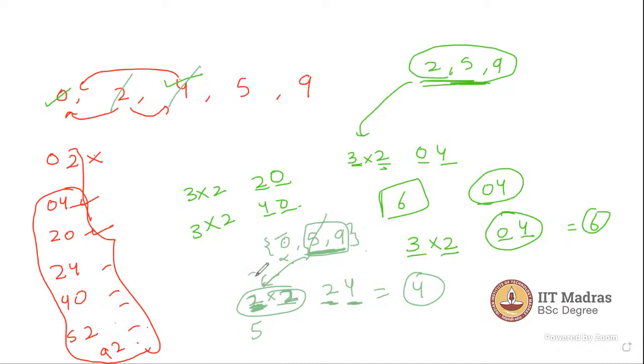If I use 9 here, then I have 0 and 5 for the second place, 2 options always, right? And for the first place also, I have 2 options. Is it clear? Got it, sir.